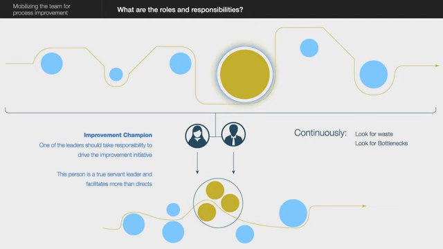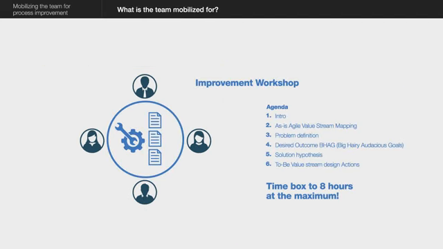So what would be the agenda for such a workshop? What we're talking about here is a 1-day kind of workshop at the maximum. Don't stretch it to longer than that. Get the key stakeholders in the room. And what you want to do is run a value stream mapping exercise to identify the key bottlenecks and waste and the improvement initiatives. So the agenda would be a short introduction.